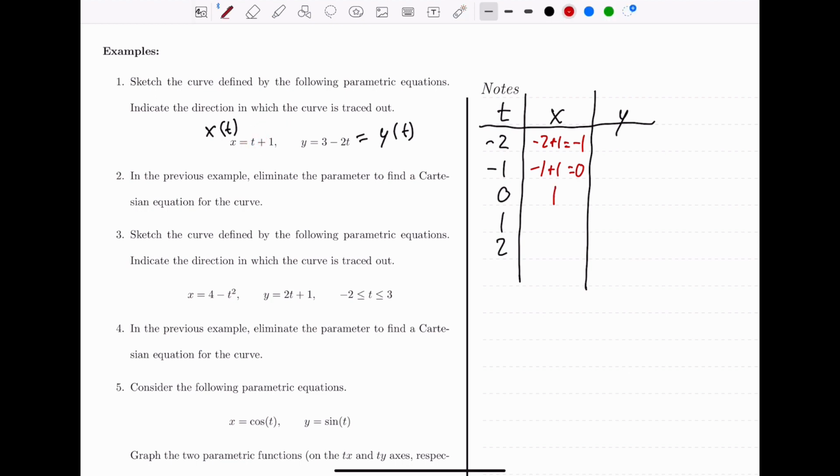Plug in t equals 1, x equals 2. When t is 2, x is 3. So we get these values for x: -1, 0, 1, 2, 3. Now, do the same thing for the y function.